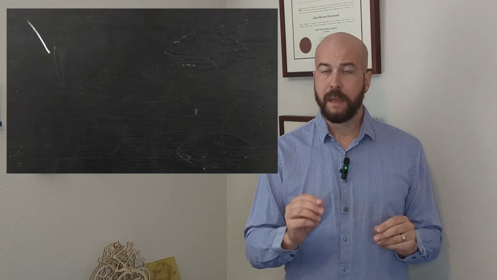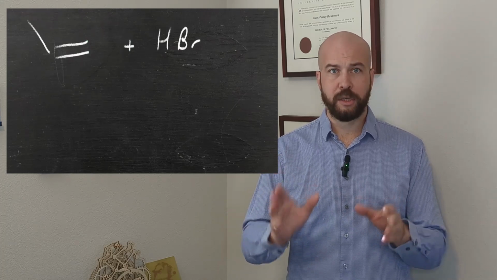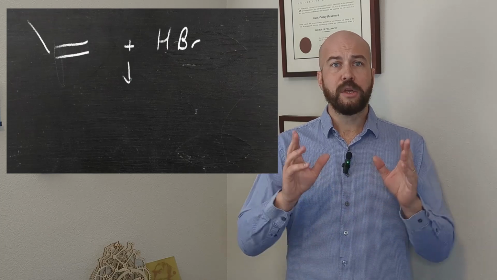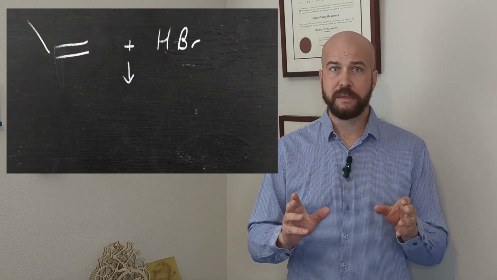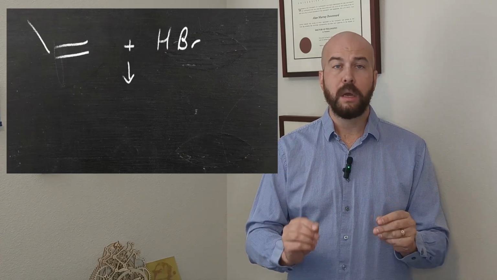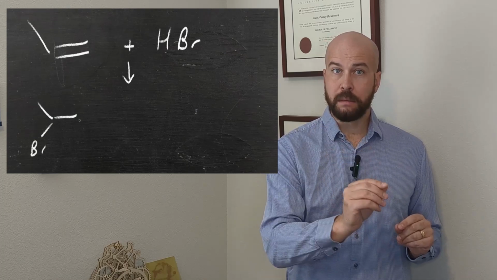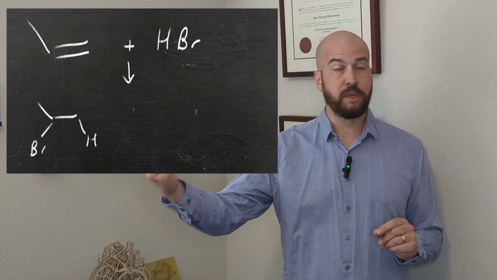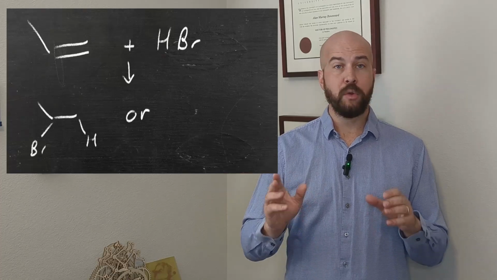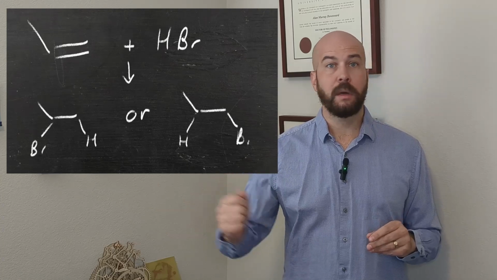Let's start with the simplest asymmetrical alkene, propene. And let's add hydrogen bromide, HBr, to it. There are two possible orientations that the HBr could add across the double bond. We could either end up with the bromine in the middle and the new hydrogen on the terminal carbon, or the new hydrogen could go in the middle and the bromine could go onto the terminal carbon.